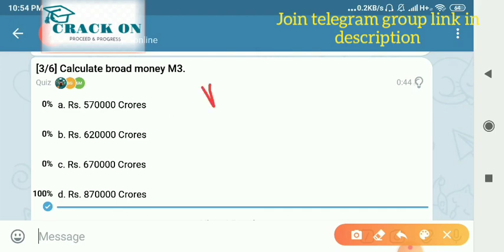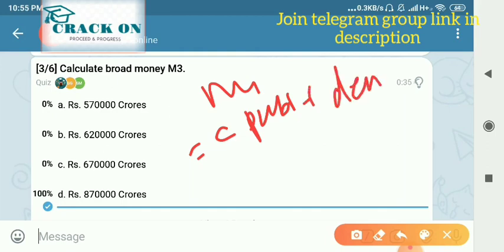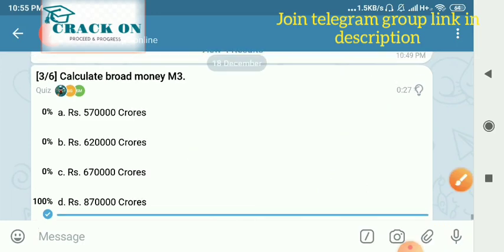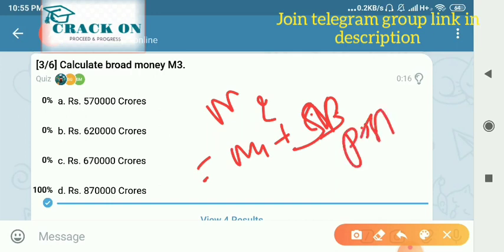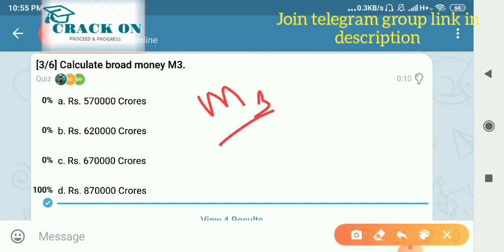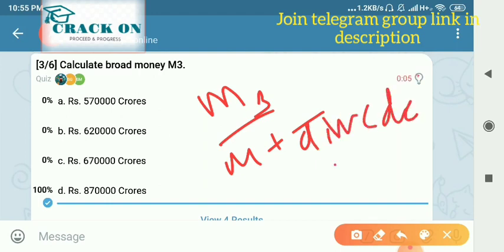So here we have seen what is M1. M1 equals currency with public plus demand deposits with the banking system, plus deposits with RBI. And M2 will be M1 plus savings deposits with post office. So M3 will be M1 plus time deposits with banking.